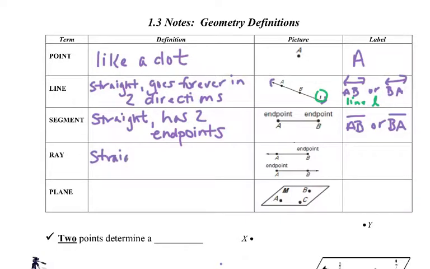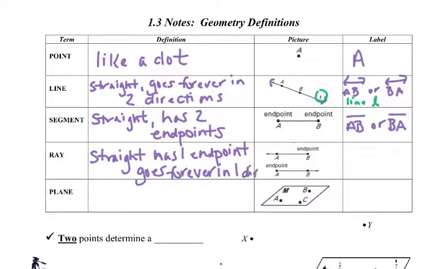A ray is also a straight line, but this only has 1 endpoint. Only 1 endpoint, and a ray goes forever in one direction. So here in this ray, it starts at point B and goes forever towards A. So we would call that ray BA. And then the second ray here starts at A and goes forever towards B. So we would call that one ray AB. The order of the letters is really important in a ray.